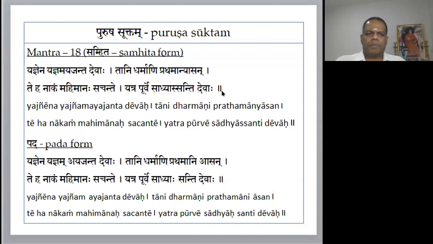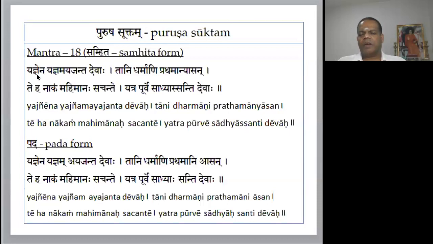Let's look at the pronunciation aspect. Yajnena yajnamayajanta deva. I think I mentioned in the past too. It is yajna: ya, ij, and nya. Different people pronounce it differently. Some people pronounce it as ya, ug, nya, which is not correct. So you should say yajna: ya, ja, nya. Some people even say yagya, ya, ug, ya, which is also not correct. So pay attention to that.